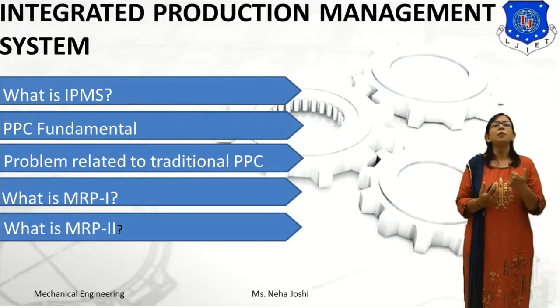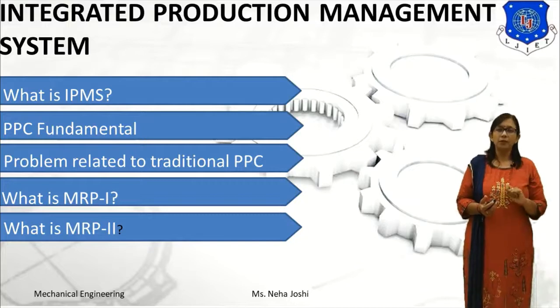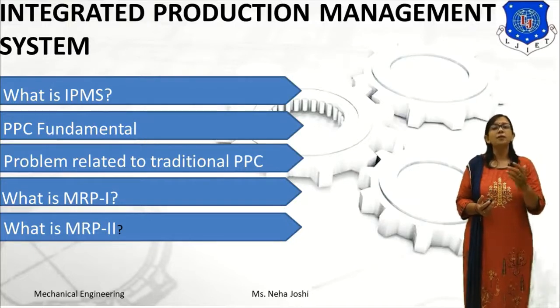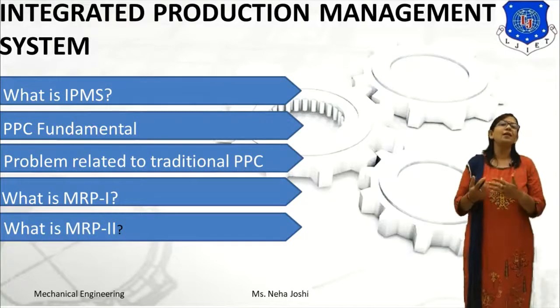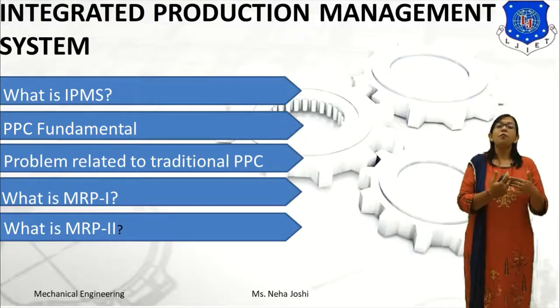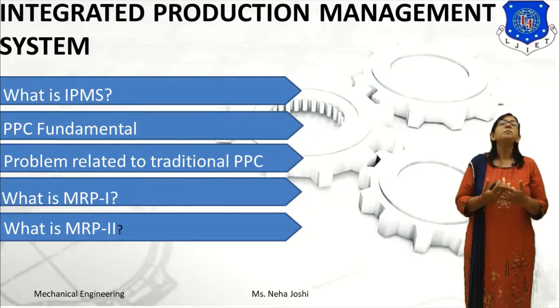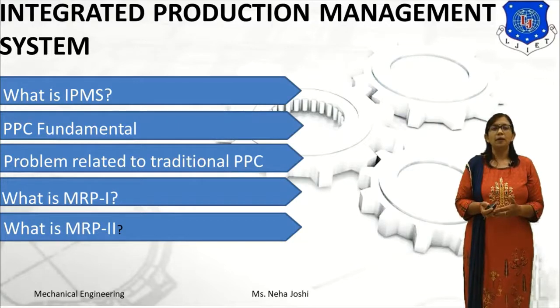Now what is integrated production management system? In integrated production management system, a computer is used in compiling, processing and integrating the vast data from the different functions of the production planning and control. We will cover various topics like what is IPMS, PPC fundamentals. PPC means production planning and control. Then problems related to traditional PPC. Then what is MRP? MRP means material requirement planning, and what is MRP2? Manufacturing resource planning.